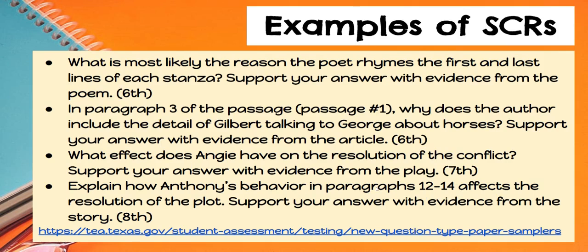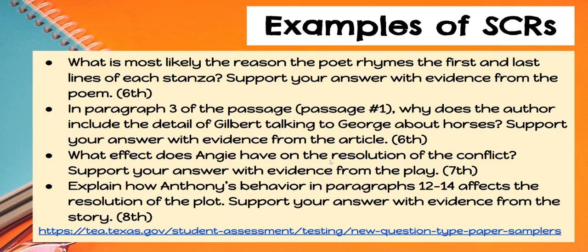And these are some more for the higher grades, because I know some people who follow me are 6th to 8th grade, so I wanted to include these as well. They follow this exact same pattern. They just have a little bit more complex language. So 6th grade: What is most likely the reason the poet rhymes the first and last lines of each stanza? In paragraph 3, why does the author include the detail of Gilbert talking to George about the horses? I shortened that a little bit.